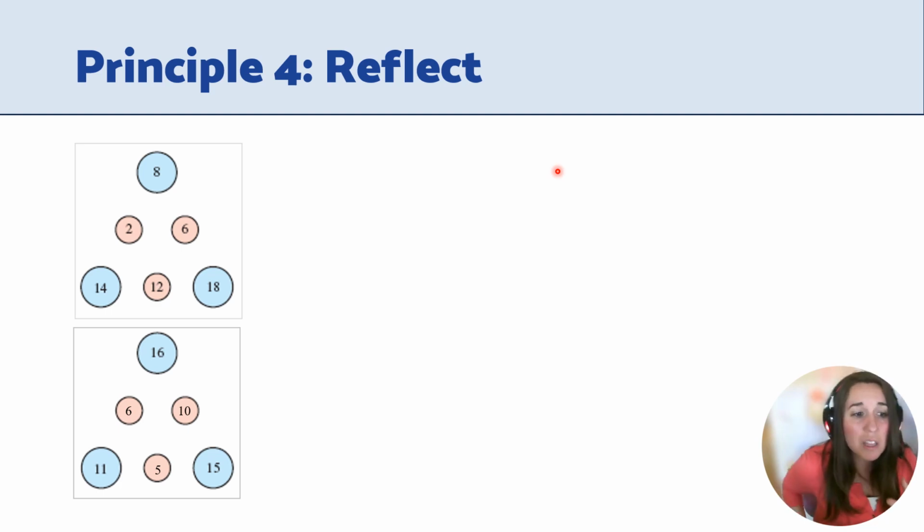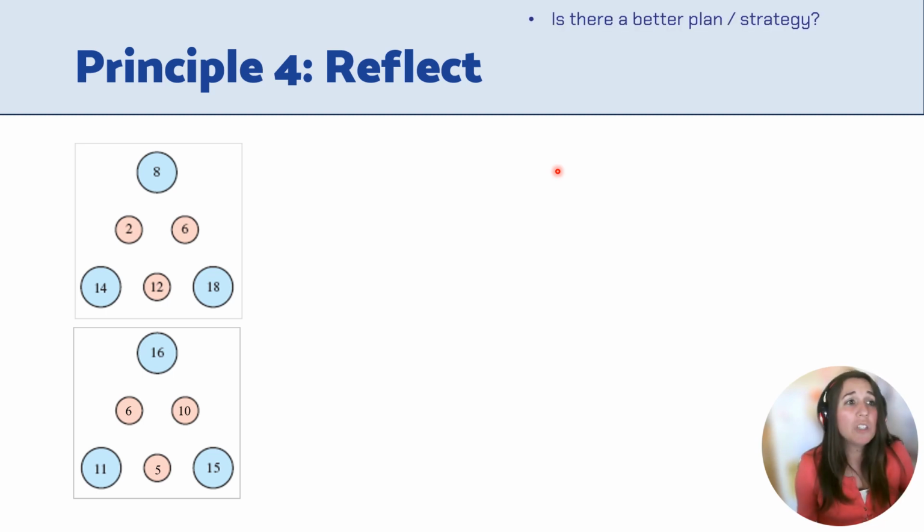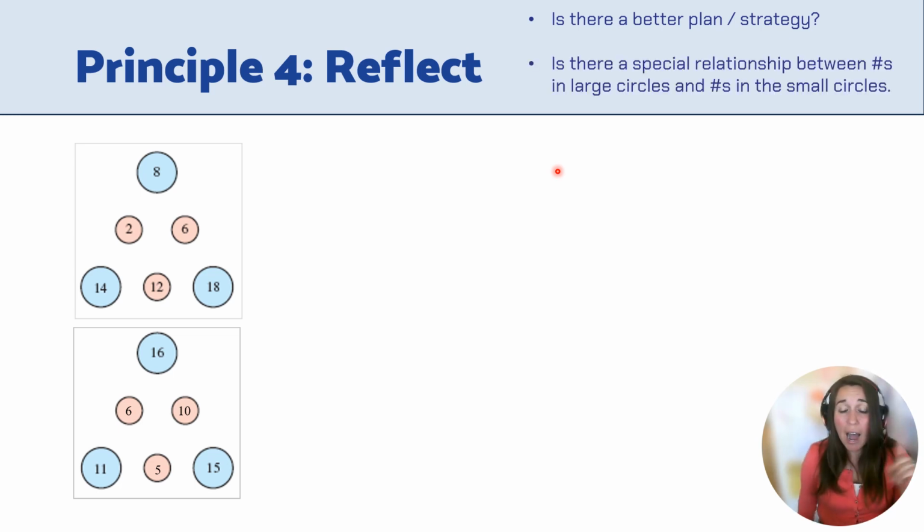I know that the key to that is that this problem is all about relationships. So the first thing I'm going to say to myself is, is there a better plan or a better strategy than guess and check? And how am I going to find it? Well, I'm going to look at the relationship between the numbers in the large circles and the numbers in the small circles, because that's what this whole problem has been about. There's some sort of special relationship here. If I can crack that, then maybe I can find a better strategy. I always just start with what I know.